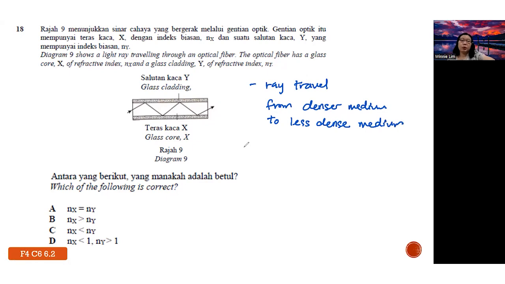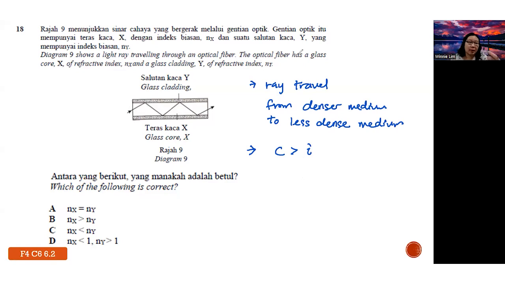Then next idea will be the critical angle is more than the incident angle. So optical fiber is one of the applications that apply this total internal reflection. And there are two functions for optical fiber. One is actually used as endoscope.